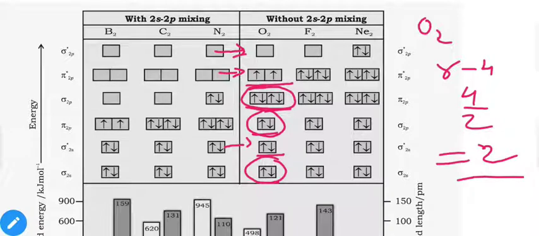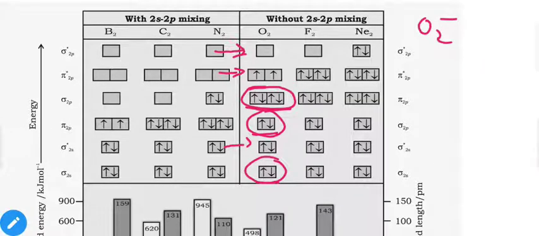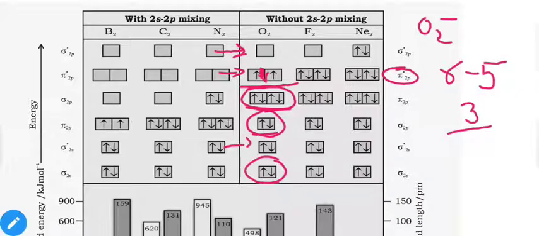Now let's find it for O2 minus. For O2 minus we have to add one electron, and it will be added in this orbital here, that means in pi star 2p. Initially we have 8 electrons in bonding and 4 in antibonding, but now one more electron is added in antibonding, so the total number of antibonding electrons will be 5. So the difference is 3, and 3 divided by 2, so the bond order will be 1.5 for O2 minus.